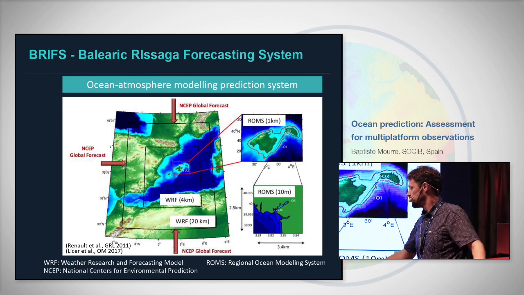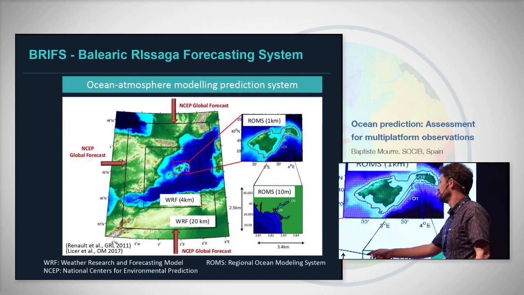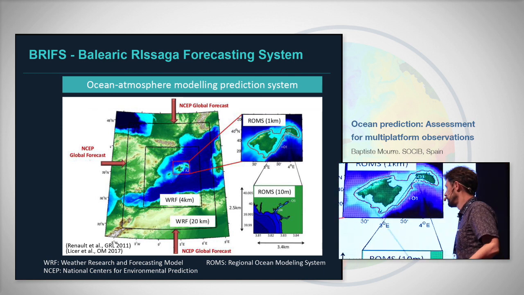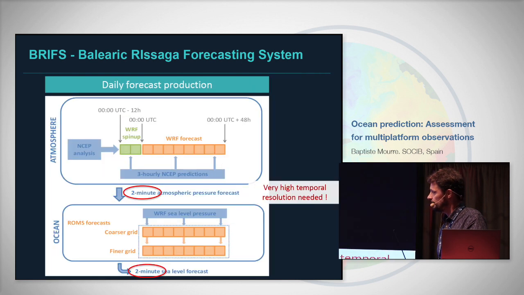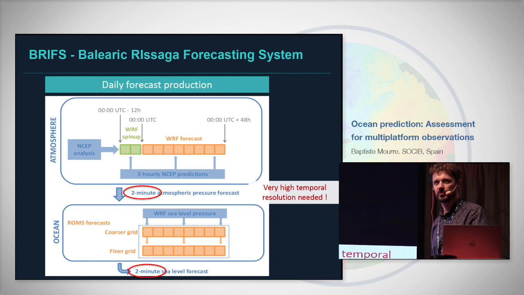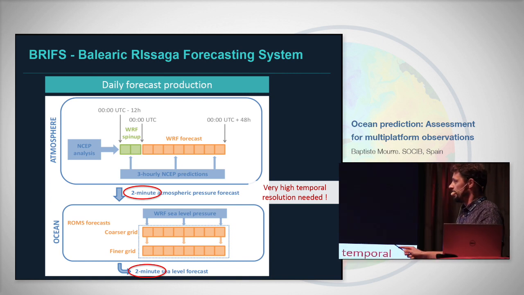It uses a two nested grid of the WRF, and then the outputs force a very high resolution grid of ROMS to really represent the very fine details in the Ciutadella harbor. So it's a very practical implementation of these models to respond to a specific problem. As I say, I insist that we really need a very high temporal resolution.